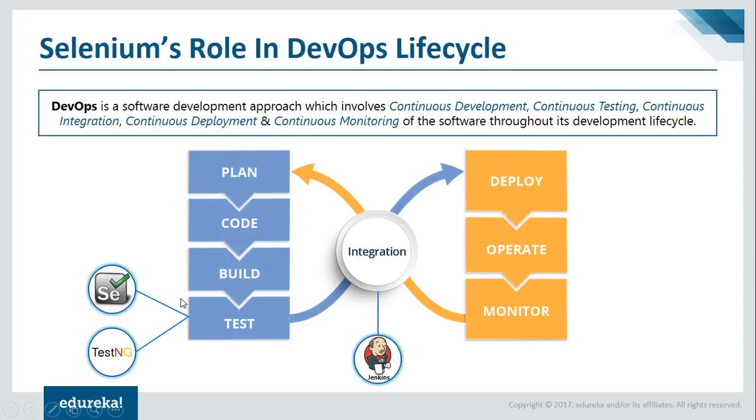So automation testing is achieved with the help of Selenium and TestNG. But the very act of continuous testing can be achieved only when Jenkins is involved. And that's the power of Jenkins. And that's why it's one of the best DevOps tools out there. It's also one of my favorite DevOps tools. So yeah, that's about this slide.